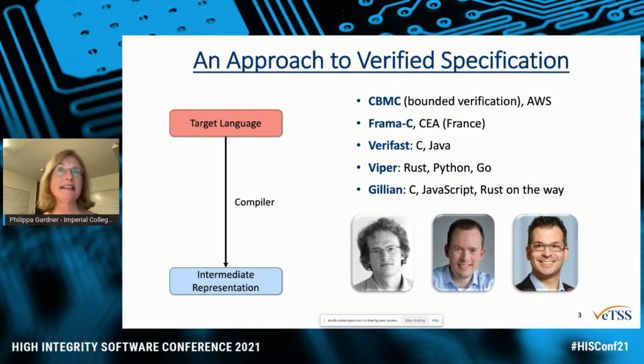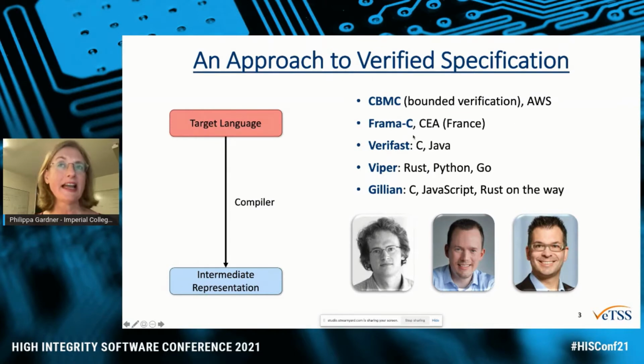One key one is CBMC, if you think of it as this bounded verifier, where it's being used a lot inside, for example, AWS. CBMC is very much at the level of results in first order logic about the variable store. It does give information about the heap, but not so very much. And it's a bounded model checker.